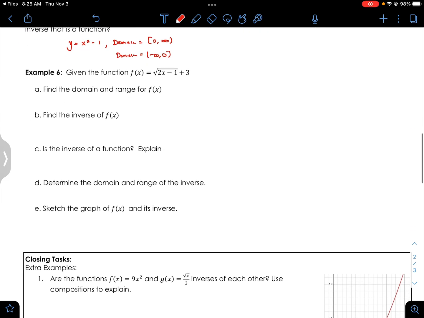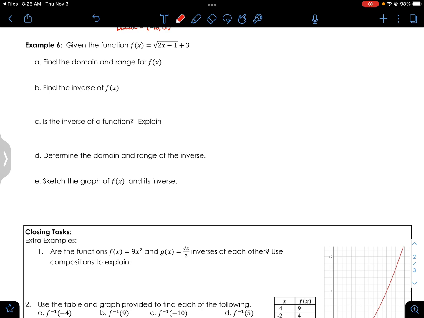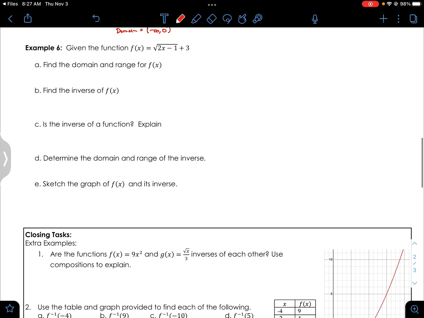And then the last few examples here. It says, given the function f of x equals the square root of 2x minus 1 plus 3, find a domain and range for f of x. So if we look at this graph, we know that this function is going to be moved right 1 and up 3, and then it will look something like this. And so our domain would be 1 to infinity, and our range would be 3 to infinity.